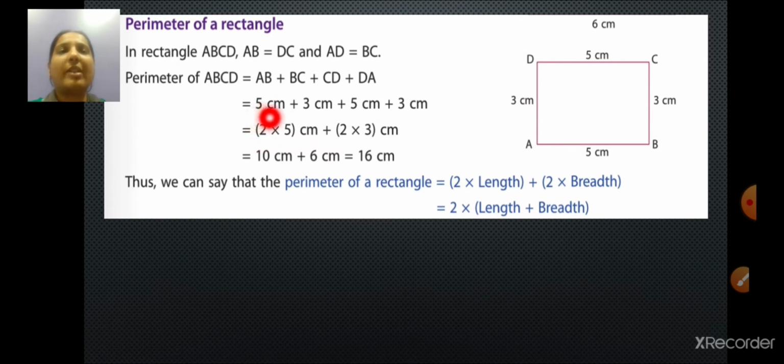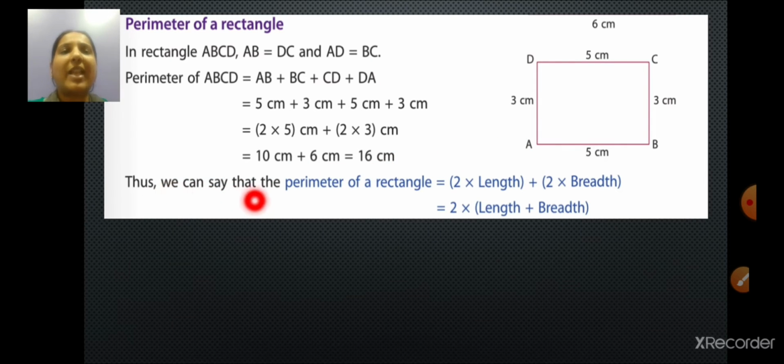So you can see here, children, the length is written twice here, 5 centimeter, 5 centimeter. So instead of that, we can write it as 2 multiplied by 5 centimeter, because 5 centimeter is twice here. Similarly, the breadth, which is 3 centimeter, that is also twice. So we can write it as 2 multiplied by 3 centimeter. So now we will multiply. So this would be 5 2s are 10 centimeter plus 3 2s are 6 centimeter. So 10 centimeter plus 6 centimeter would be equal to 16 centimeter, which is the perimeter of this rectangle.